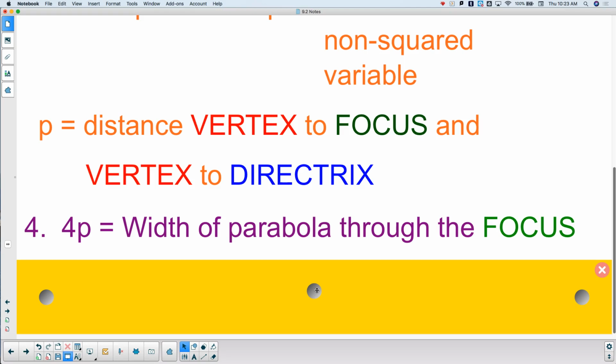So we cut that value in half. If 4p was 20, we cut that in half, and we go 10 in each direction, whether it be left and right or up and down, depending upon which way our parabola opens. And that again is through the focus, not through the vertex, through the focus.